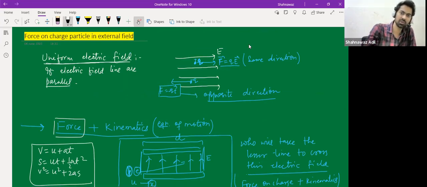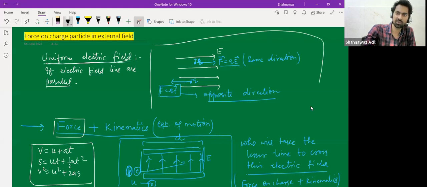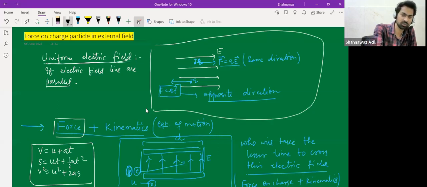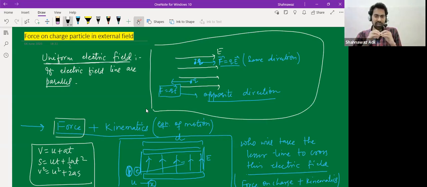So kinematics and this concept will be used to solve that problem. The problem is that electrons and protons are moving in some electric field, and we have to find out which particle takes the smaller time to cross this length of the electric field.